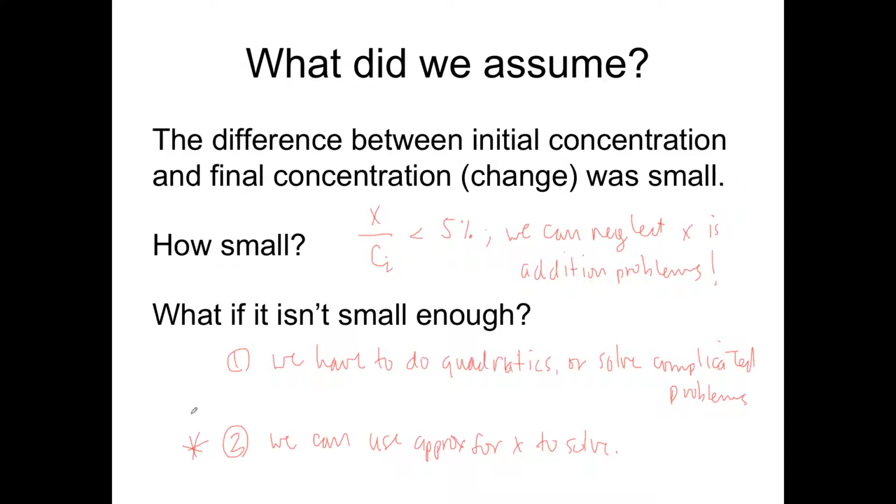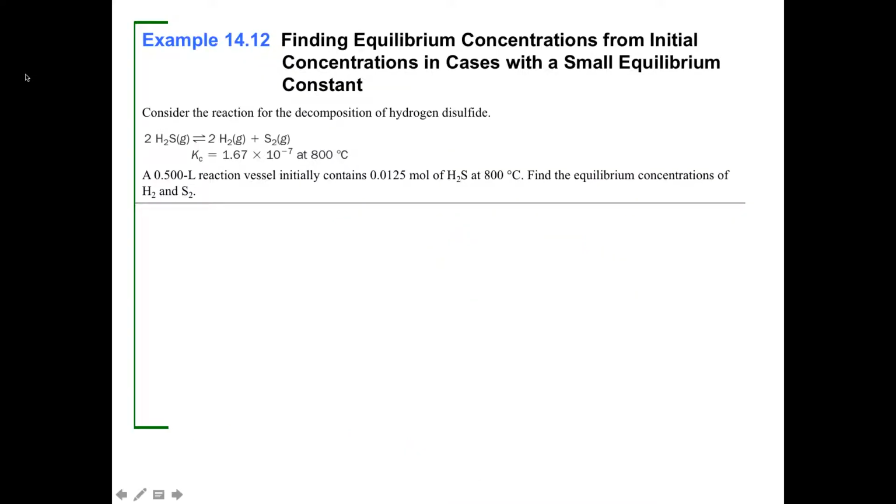All right, so having said that, let's do a sample problem. So again, we're saying to ourselves, we can skip a quadratic, we can neglect x in addition problems, that's the change, if x over initial concentration is less than 5%. Okay, and I'm going to give you two things to look out for here. First of all, let's look at this one. This is example 14.12, on page 585. You've seen questions like this before, right? Consider the reaction for blankety blank, all right? Here's a K, and look at that, that's a small number, 1.67 times 10 to the negative 7.